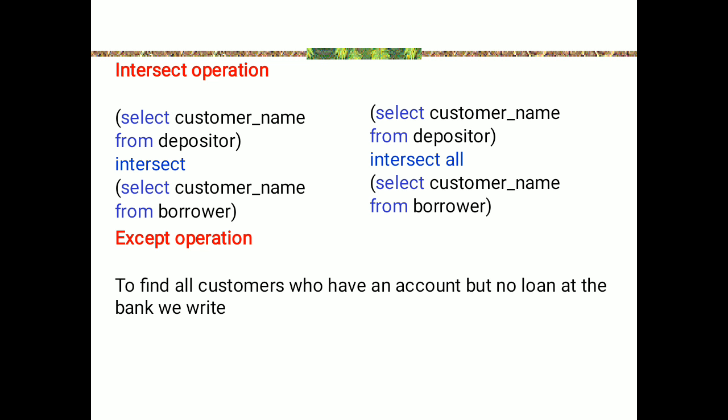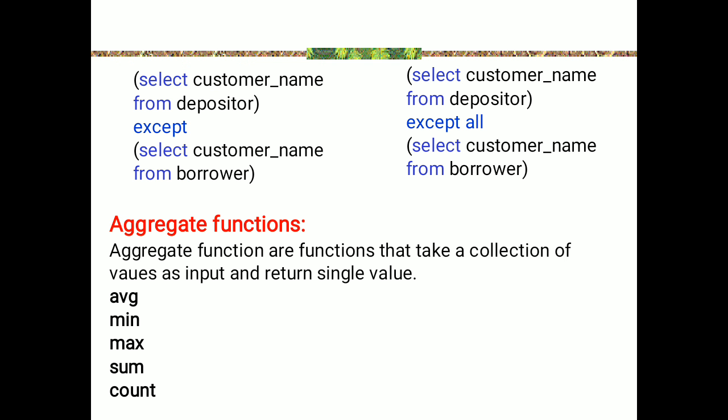Third operation is the except operation. To find all customers who have an account but no loan at the bank, we write as follows. The except operation is used when data is present in one table but not in another table. For example, select customer name from depositor except select customer name from borrower. So after execution of this query, you will get all the customer names who are present in depositor but not in borrower.